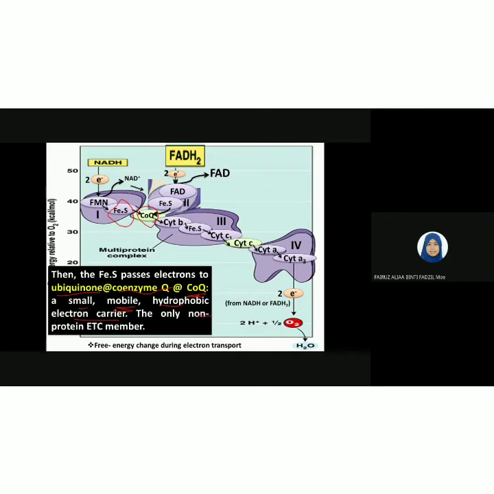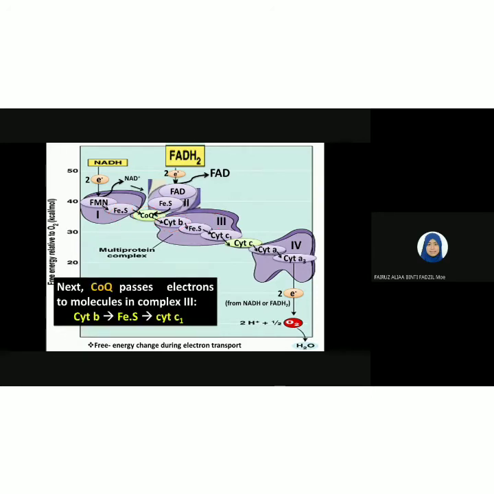This is the only non-protein ETC member. The rest are all proteins. Only coenzyme Q is the non-protein electron carrier. So coenzyme Q will accept the electrons and become reduced, and the iron sulfur center just now, after it passed the electrons to coenzyme Q, will become oxidized back. And then what happened to coenzyme Q? It will pass the electrons to the next neighbor. Who is the next neighbor? You can see the arrow here. The next neighbor is cytochrome B in complex 3.